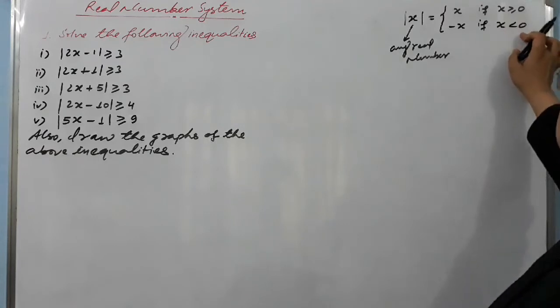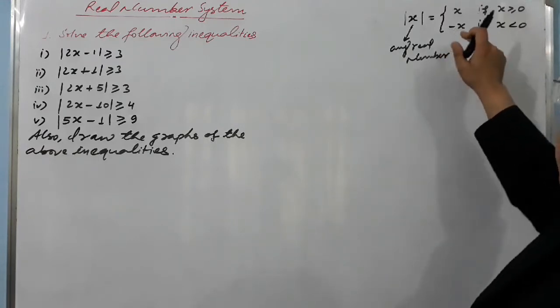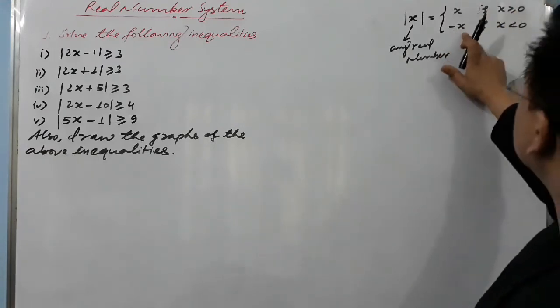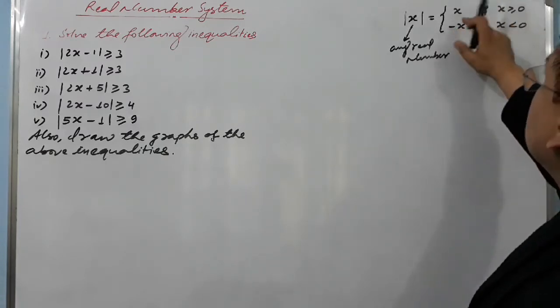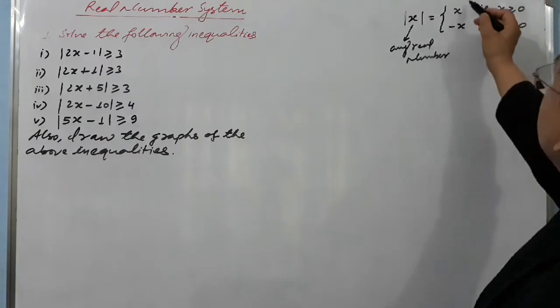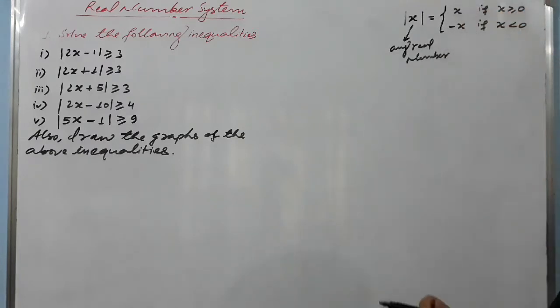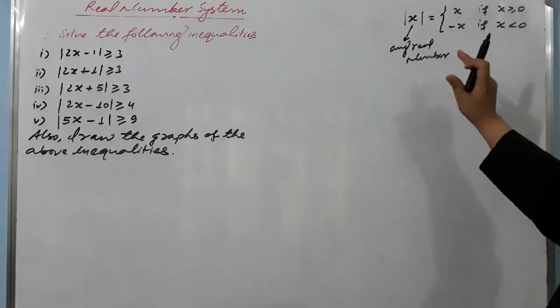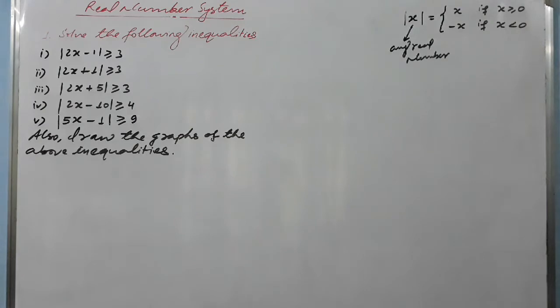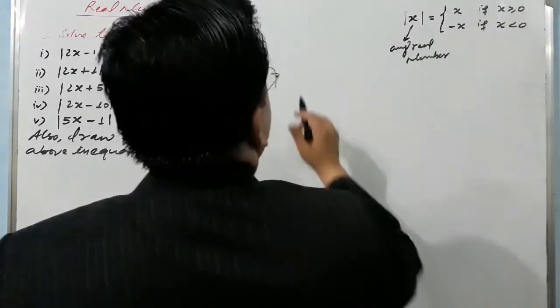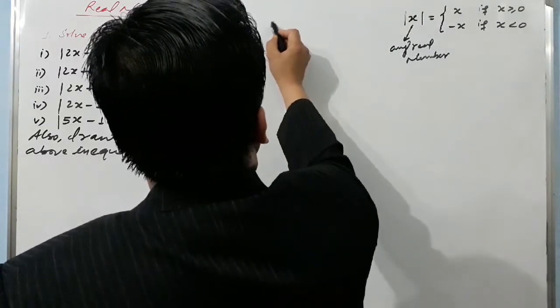If x is less than 0, meaning negative, then you need to take the negative of x. Ultimately, you will get this positive, and this is also positive, and 0 is non-negative. Altogether, these values are non-negative real numbers. So the absolute value of any real number is a non-negative real number. Let's start the question.